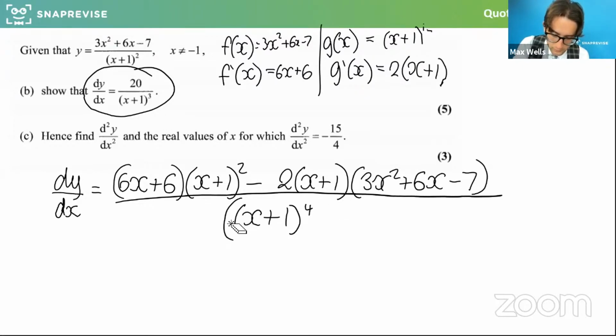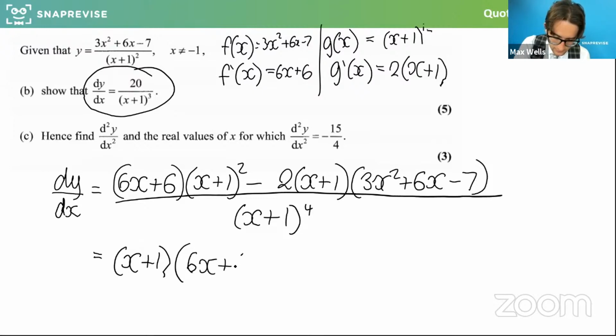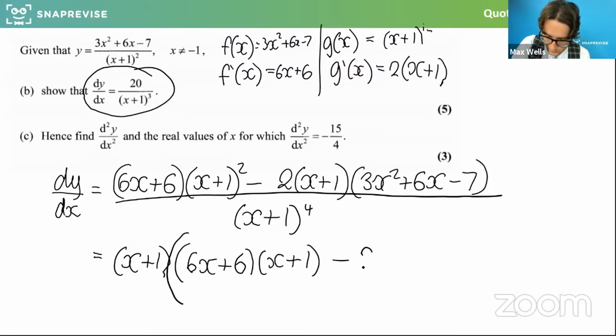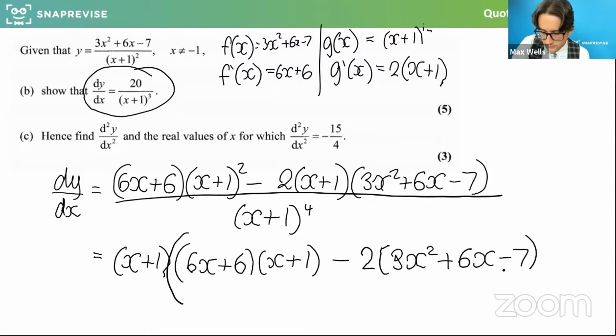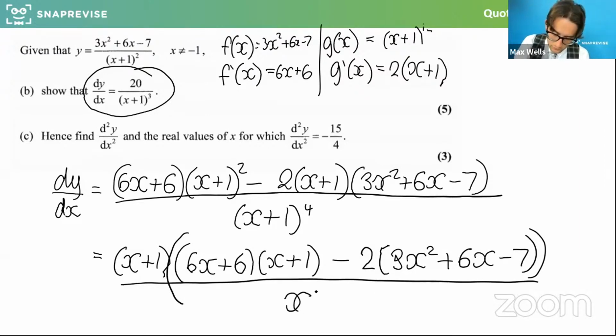Now, the shortcut, I don't know if any of you have worked this out, what might help here is that x plus 1 is a common factor. So we can factor out x plus 1 on the top, and we'd have 6x plus 6 in a big bracket, and another x plus 1, minus 2 lots of this bracket. That will help us, because if we can factor out something like that, we can cancel it with one of the x plus 1s on the bottom.